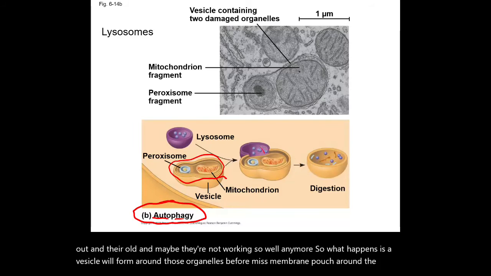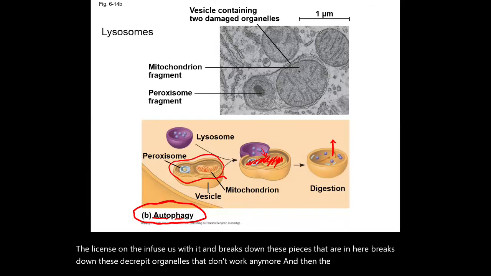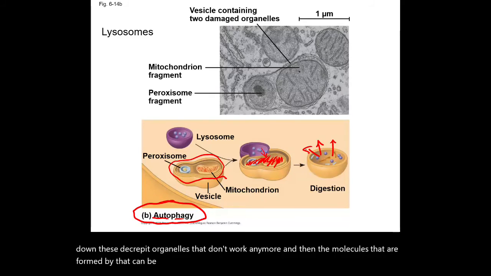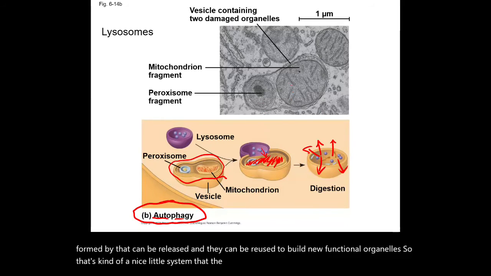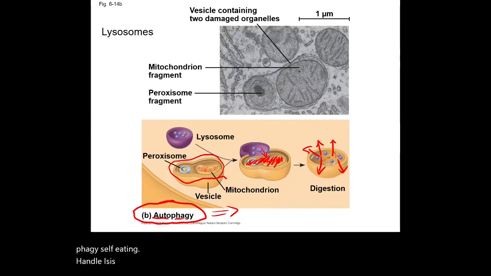The lysosome then fuses with it and breaks down these decrepit organelles that don't work anymore. And then the molecules that are formed by that can be released and reused to build new functional organelles. So that's kind of a nice little system that the cell has to take care of damaged structures. It can break them down and then use the parts to build new functional parts. We call that autophagy, self-eating, and the lysosomes will take care of that.